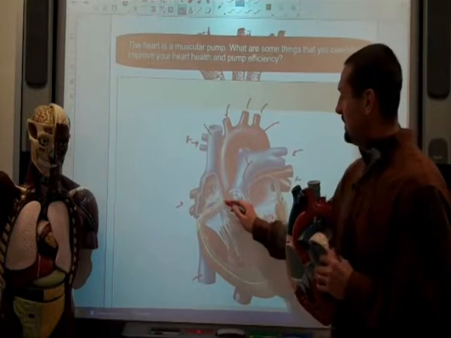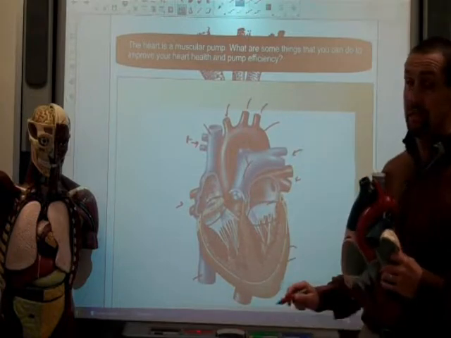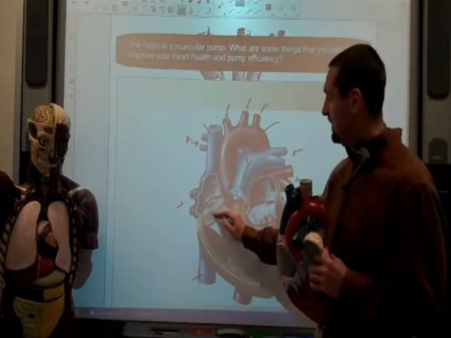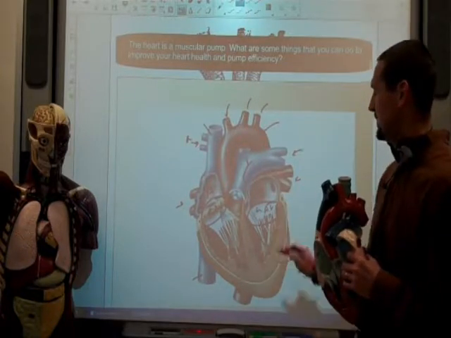Look at the valves then. Here we have an atrioventricular valve. Here we have an atrioventricular valve. In this case, right atrioventricular valve, or right AV. This is the left atrioventricular valve.